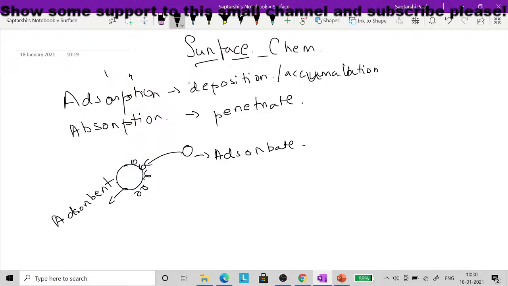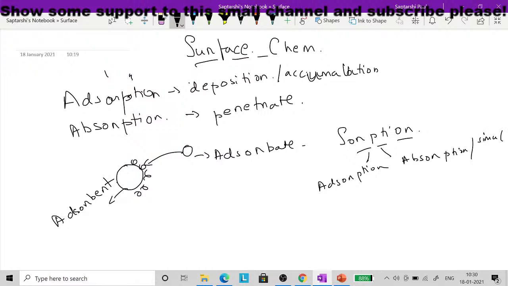Other things are there, but they are not that important. One more thing you should know is what is sorption. Sorption can be said as a phenomenon in which both adsorption and absorption occur simultaneously. So it's in between adsorption and absorption. Both these things are occurring in a simultaneous fashion.